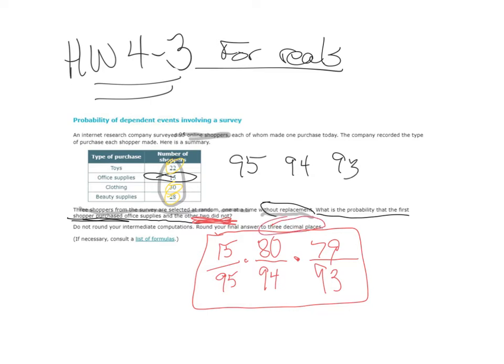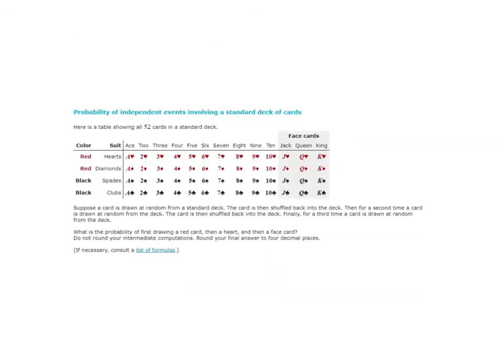All right, let's look at the next one. So we have here the 52 cards in a deck. It says, suppose a card is drawn at random from a deck. The card is then shuffled back into the deck. Then a second card is drawn. So you're replacing. So each time I'm drawing here, I'm going to have 52 cards to pick from, because it says it's put back in the deck each time.